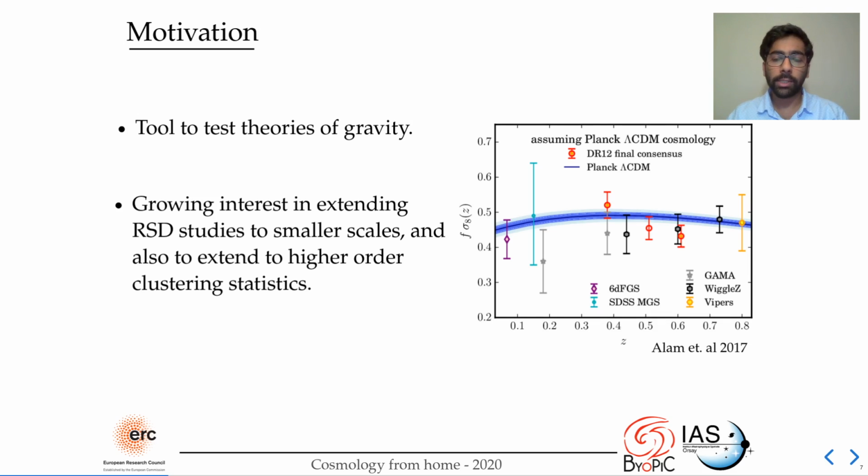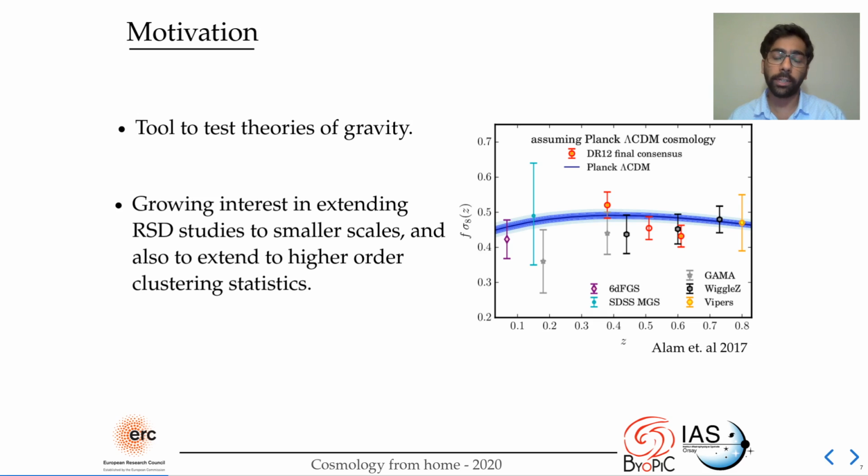Redshift-Space Distortions has matured to be a tool to test theories of gravity. On the right figure, taken from Alam et al. 2017, what one can see is that using Redshift-Space Distortion one can constrain the growth rate times the sigma 8 parameter as a function of redshift. Here different points correspond to different surveys. And the solid line with the blue band corresponds to the Planck lambda CDM prediction, assuming that general relativity is the correct theory of gravity.